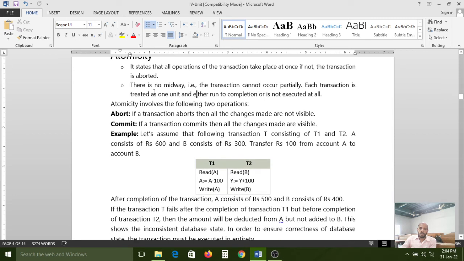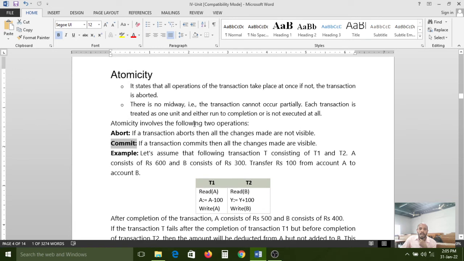Okay. So the DBMS, database management system, contains these four properties at the transaction level. Abort means when the transaction fails, all operations are rolled back and those operations are not visible to the user. So that is the meaning of the abort option. Next, the commit command. The atomicity property has one more operation, the commit command. If a transaction commits, then all the changes made are visible.